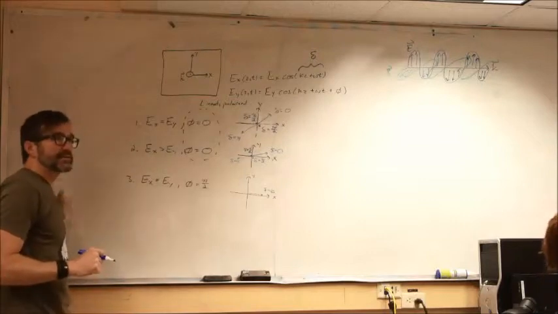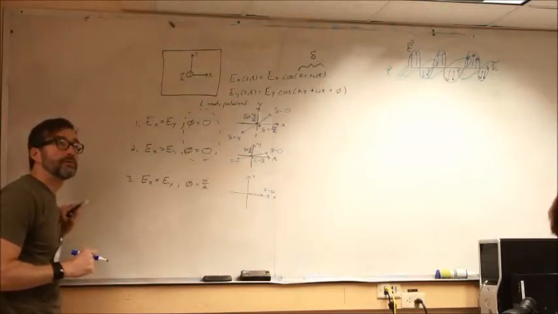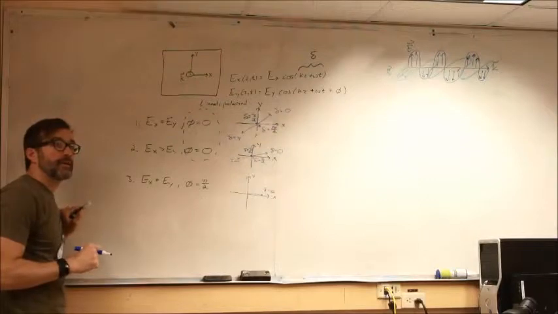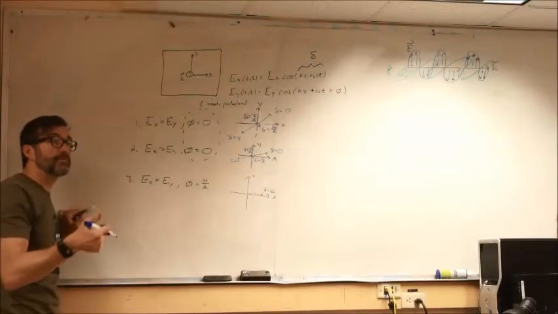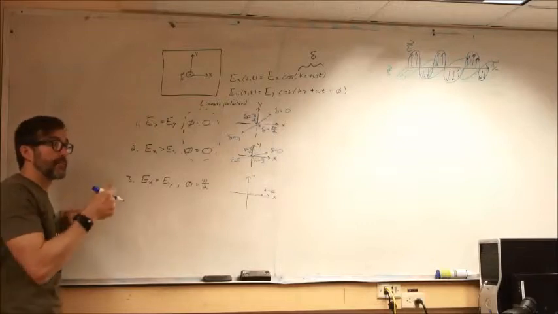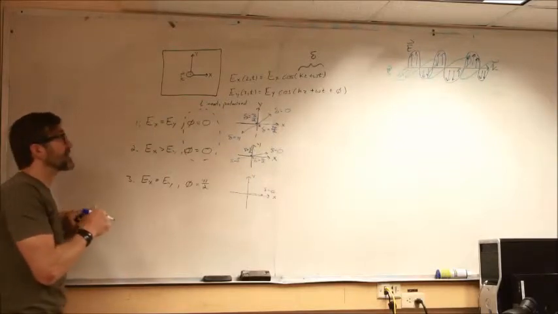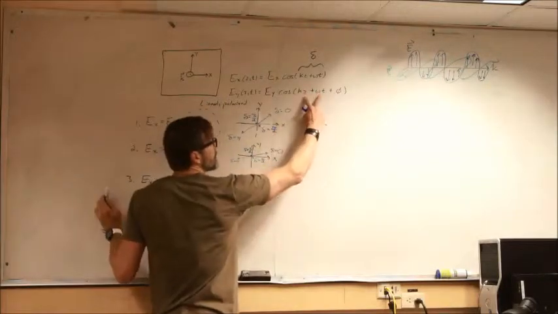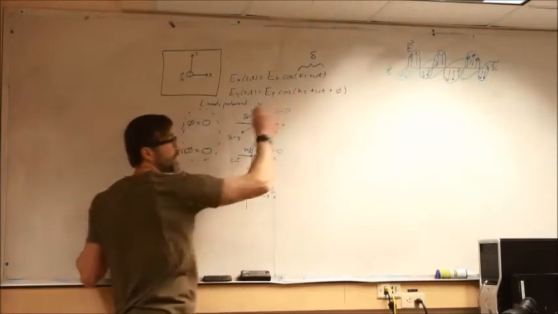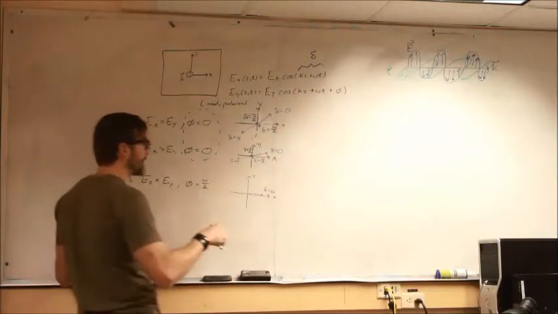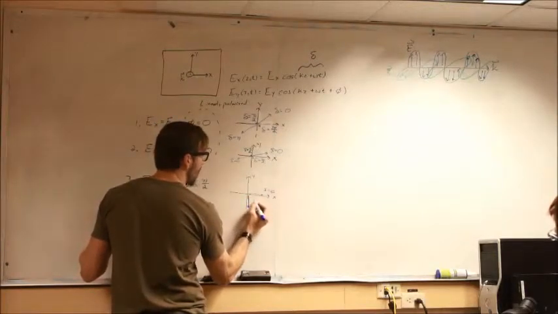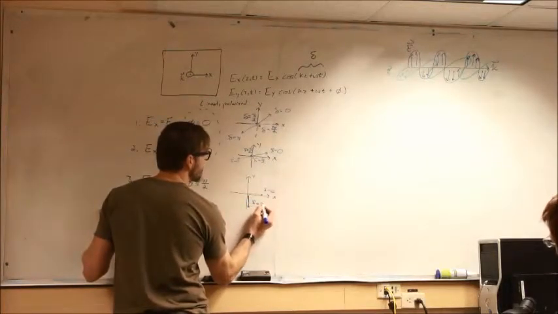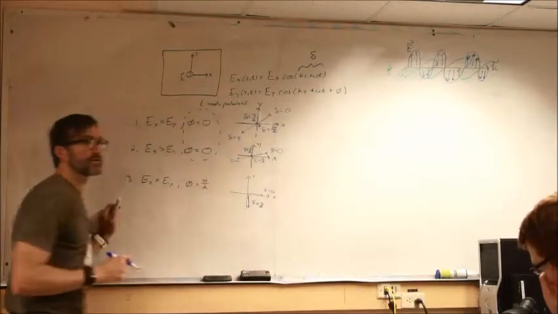What about when delta is pi over 2? So what is my x component? 0. My x component is 0. My y component is negative Ex. Okay, because at pi over 2, I get pi over 2 plus pi over 2, which is pi. Cosine of that is minus 1. So now I get a negative component in the y direction that has the same size as what I started with.